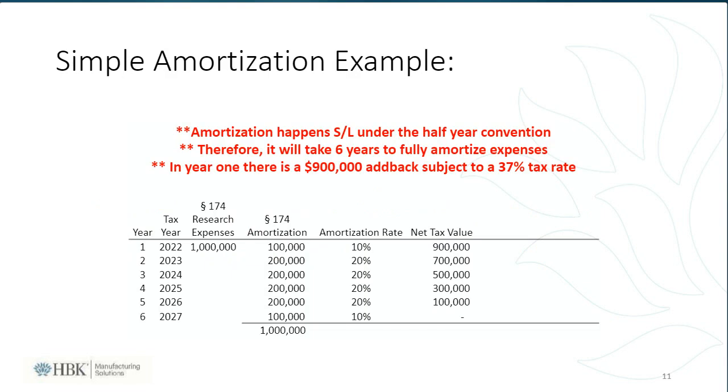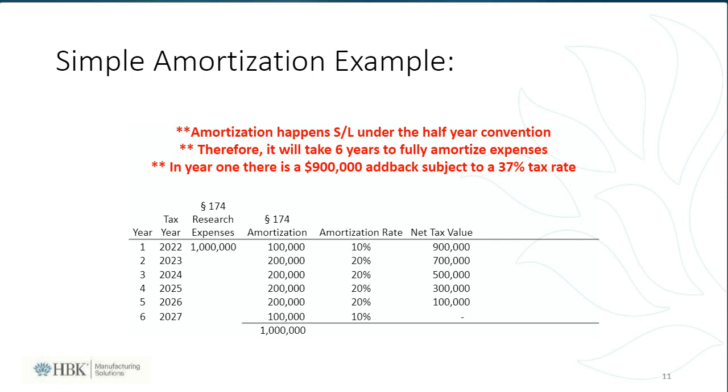So here's a simple amortization example. Amortization happens straight line under what we call a half-year convention, meaning no matter when you incur your expenses, it's treated as if they were incurred in the middle of the year. So let's say for 2022 you incurred $1 million of 174 expenses.